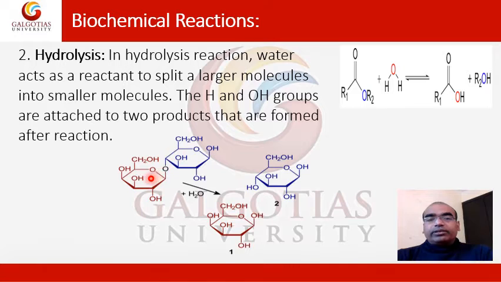Here you can see this one is the structure of maltose. One molecule of water is going to be added. Here you can see this one is one, and this one is another one. Because of this hydrolysis, the complex structure of this molecule is converted into a simpler one. Maltose is converted into two molecules of glucose when we add a water molecule.